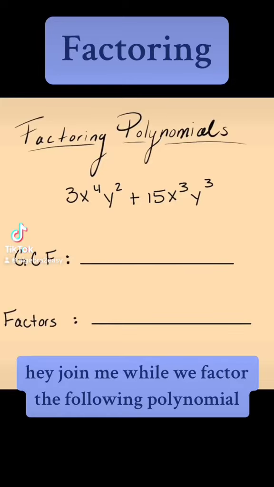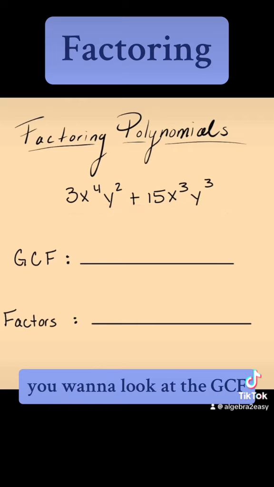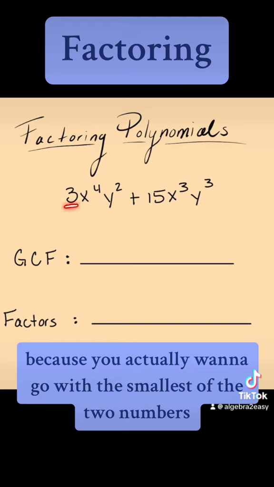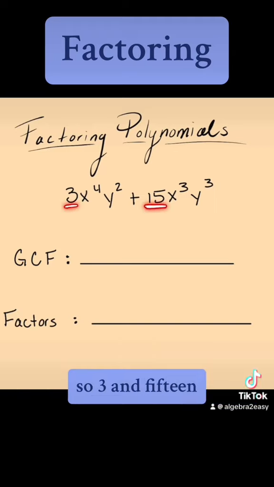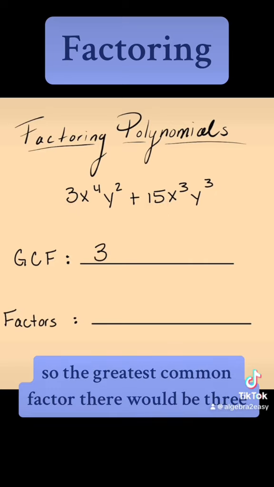Hey, join me while we factor the following polynomial. First, when factoring, you want to look at the GCF, the greatest common factor. And that's a little deceiving because you actually want to go with the smallest of the two numbers. So 3 and 15, the largest number that divides evenly into both of those is 3. So the greatest common factor there would be 3.